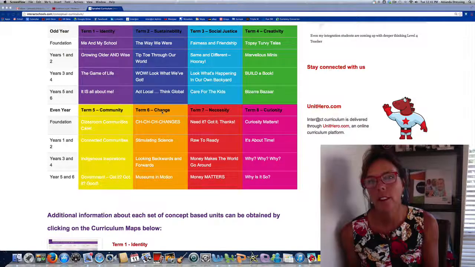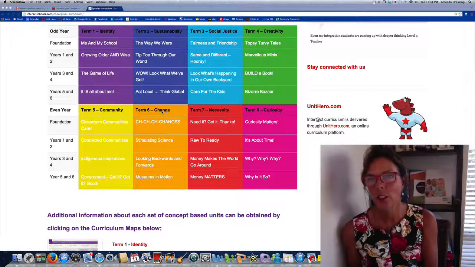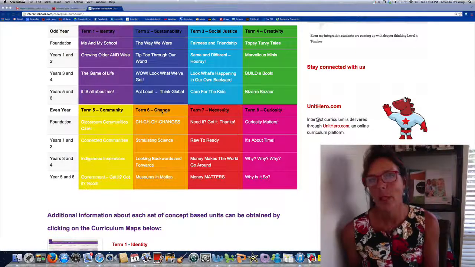We are often asked whether that order can be changed, and certainly it can. As long as you're aware of what is in each of the units, you can make an informed decision about when to teach them. However, there's certain reasons why there is a suggested order.